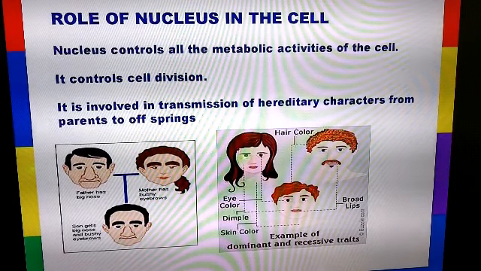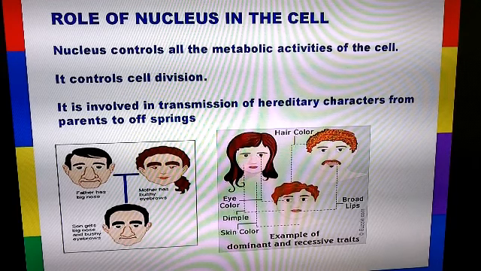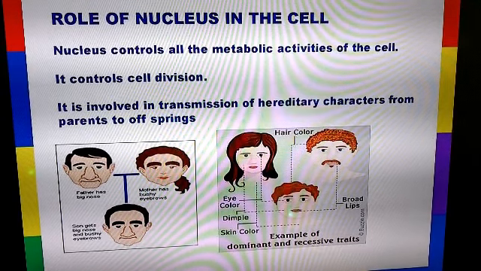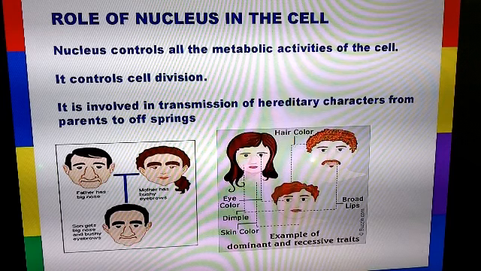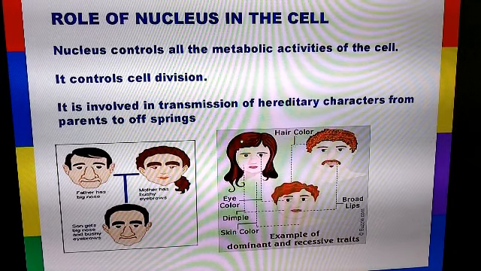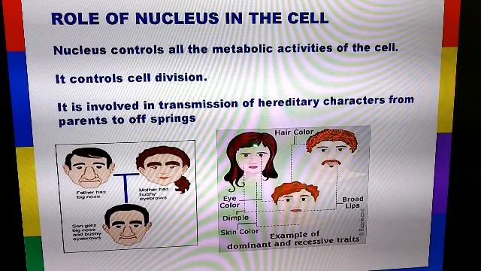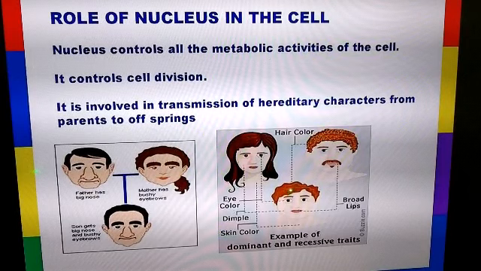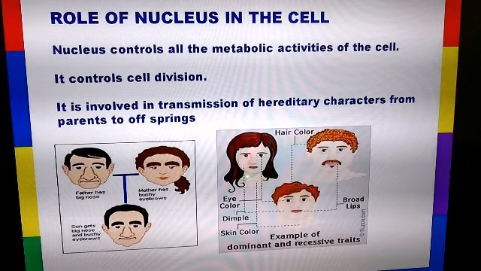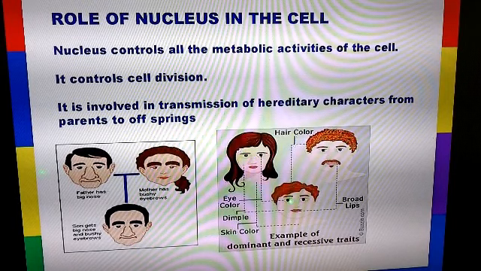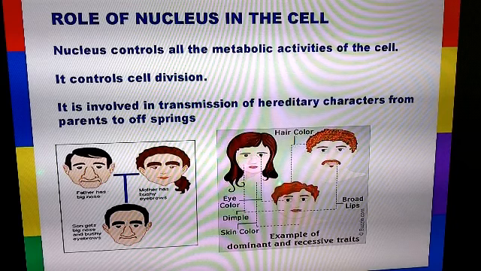Similarly, in this particular flashcard, you can see a mother, a father and a son. The son has inherited the color of the hair from the father. Look at the blonde color of the hair that the mother has, but see the color of the hair that the father has. The child has inherited this character of hair color from the father. Look at the eye color. The mother has got black eyes. The father has got blue eyes. The child has inherited black eyes from the mother.